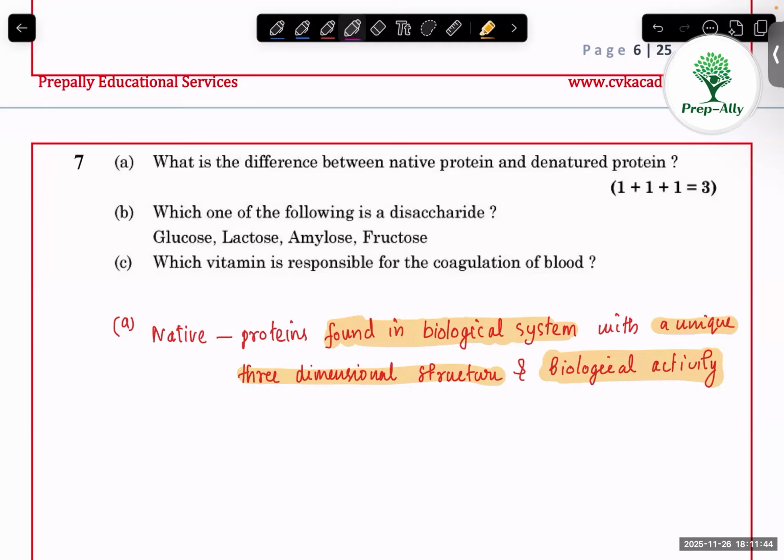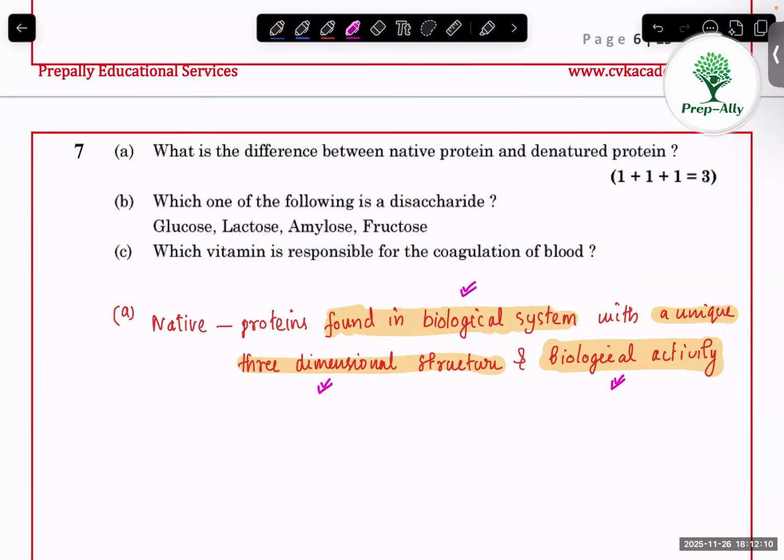What are the key points? I'll once again tell you, this is found in biological systems. First thing. Second thing, it has its own structure. You can write three-dimensional structure, but please don't write two-dimensional structure. That is not possible. So it has its own three-dimensional structure. That means globular protein, fibrous protein. You have studied all the tertiary structure of the protein. So you can write that and they have their own biological functions or the biological activity. So these 3 points should be there, then that will be correct only.